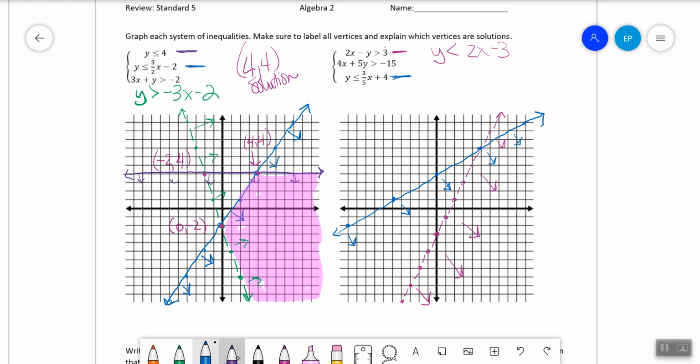And last but not least, I have the other equation. I'll solve in green. So I'll minus the 4x over, so I'd have 5y is greater than negative 4x minus 15, divided by 5. I'm going to get y is greater than negative 4/5 x plus 3. So I'm going to add 3, positive 3 here. I'm going to go down 4.